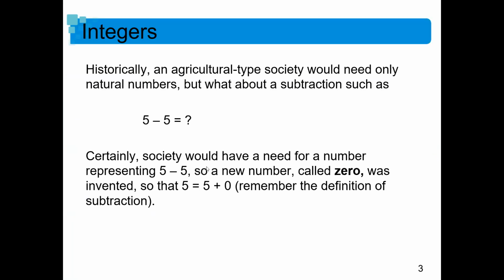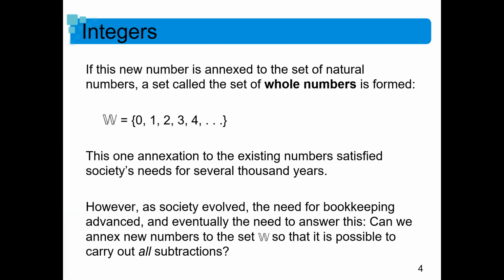So historically, an agricultural type society would need only natural numbers. But what about a subtraction such as 5 minus 5? If you subtract 5 from 5, you need a new number to represent that answer. And so that number we now know to be 0. And thus it was invented so that 5 equals 5 plus 0, right?